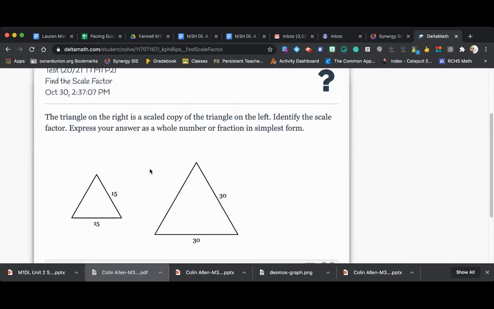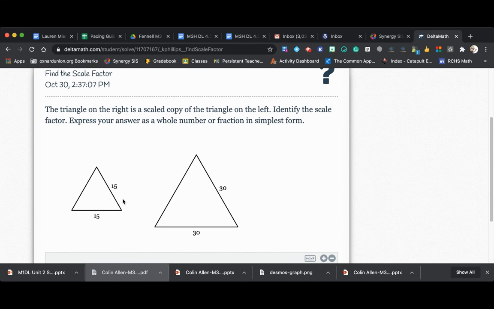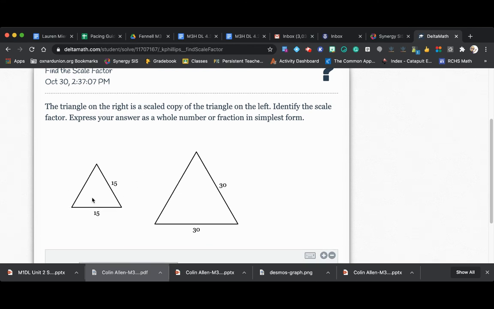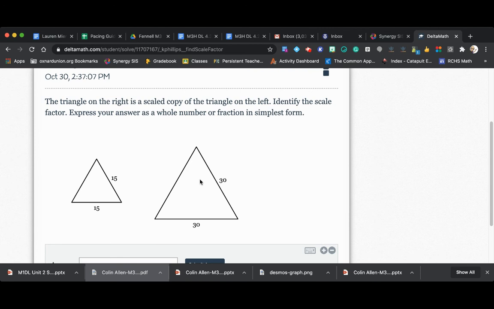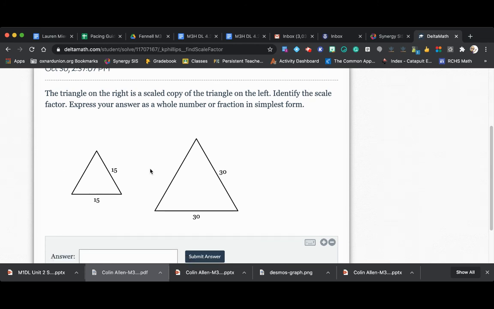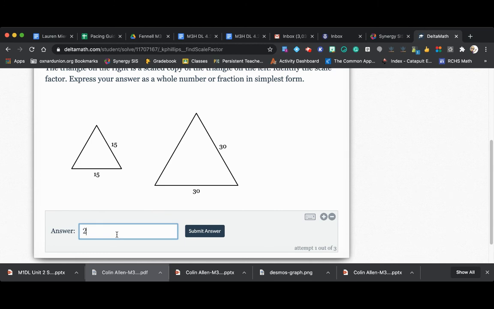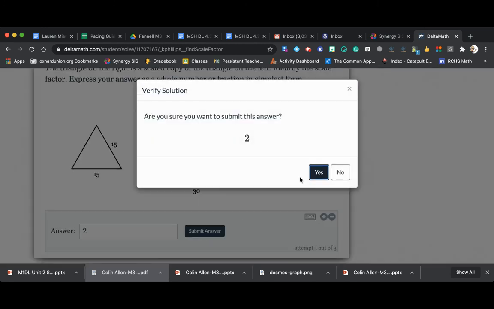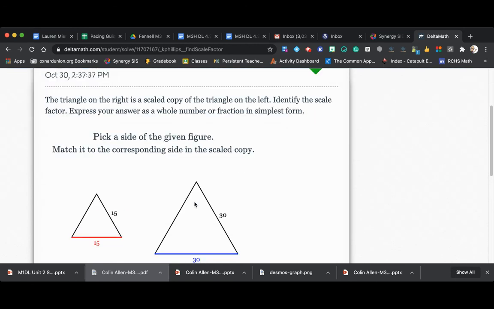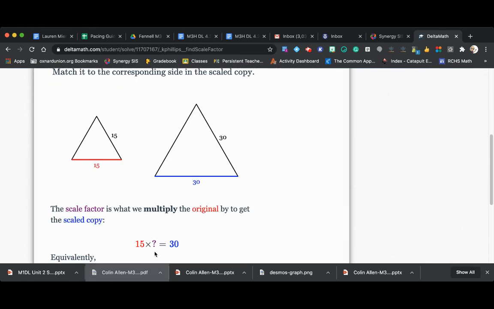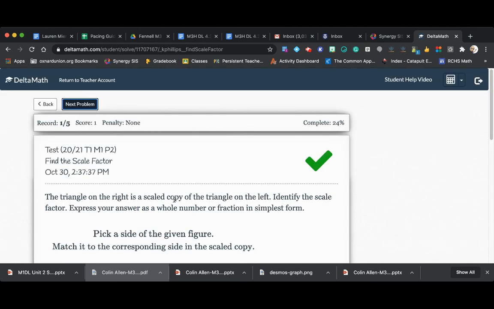Scale factor. Okay, so again, this is asking us to determine what I would multiply this first triangle by to make it the same size as my next triangle. Make sure we do right and left. Okay, so on the right is a copy of the one on the left, identify the scale factor. To get us from 15 to 30, what would we have to multiply all the sides by? 2. 15 times 2 is 30. So, see, 15 times what would equal 30?